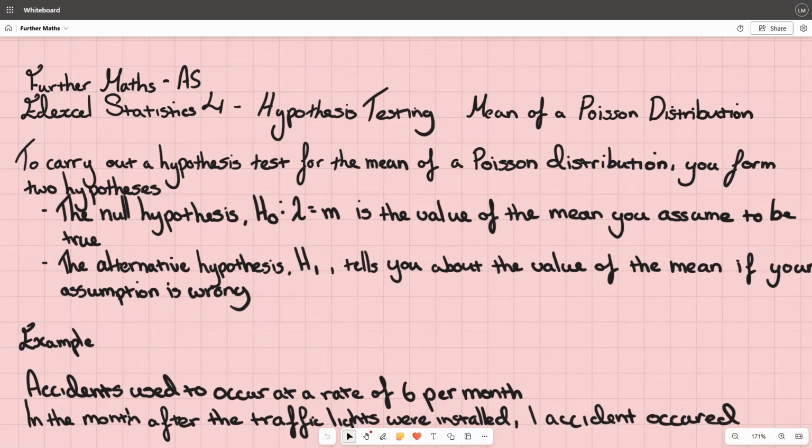I'm teaching AS Level Further Maths under the EdExcel specification. I'm on the statistics module. Today I'm doing chapter 4, which is hypothesis testing. So I'm going to start off with the mean of a Poisson distribution.